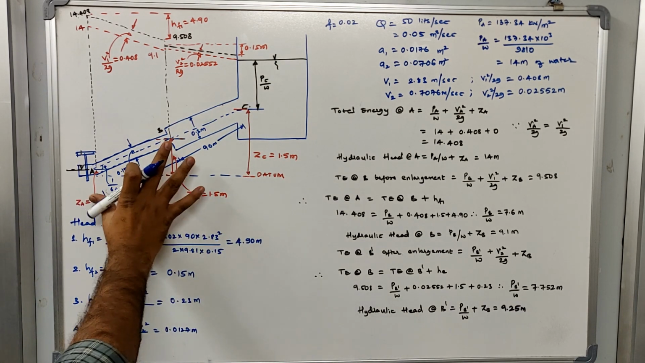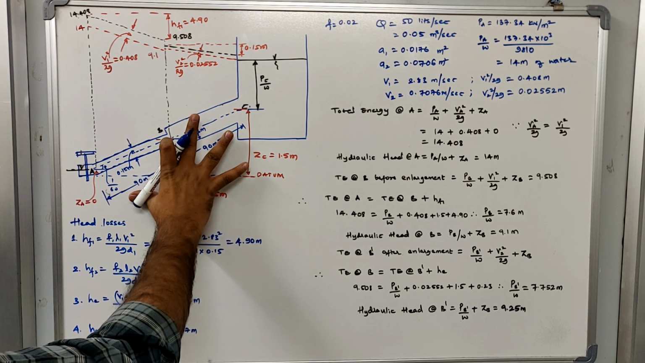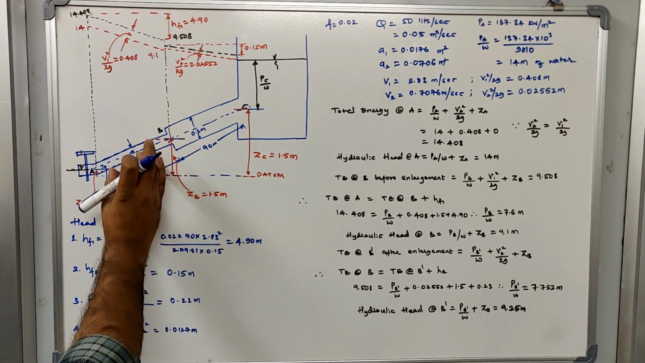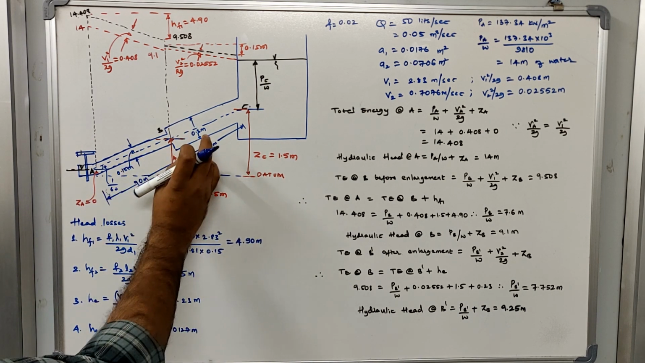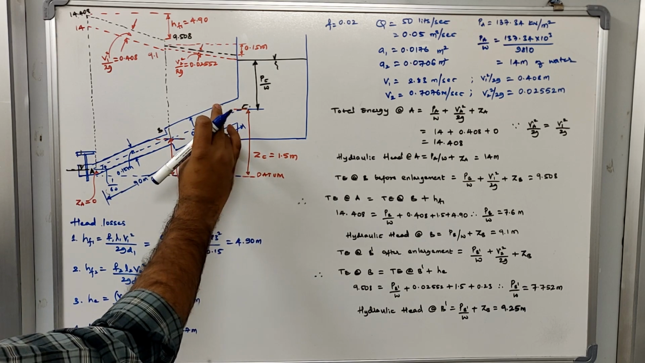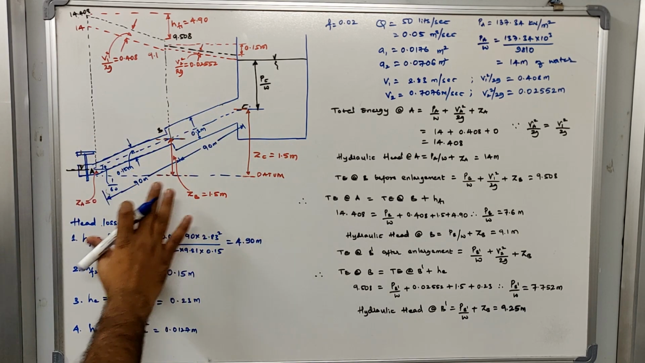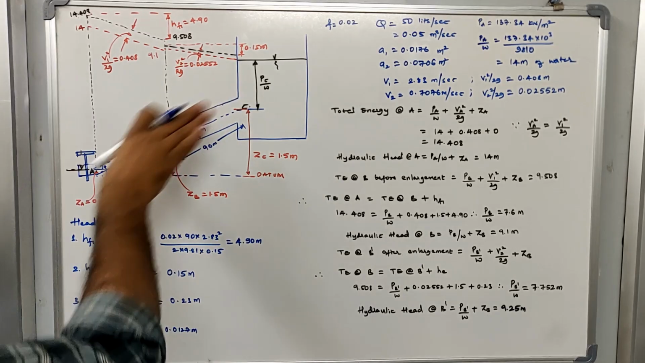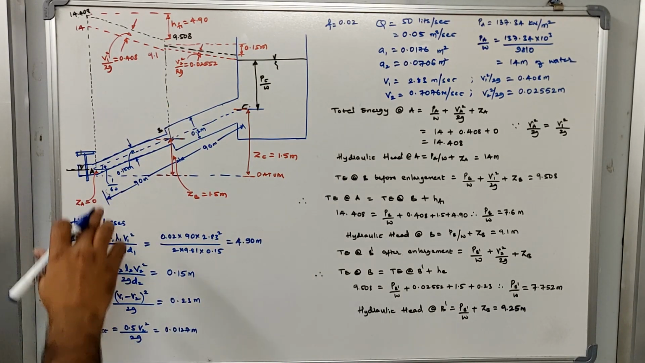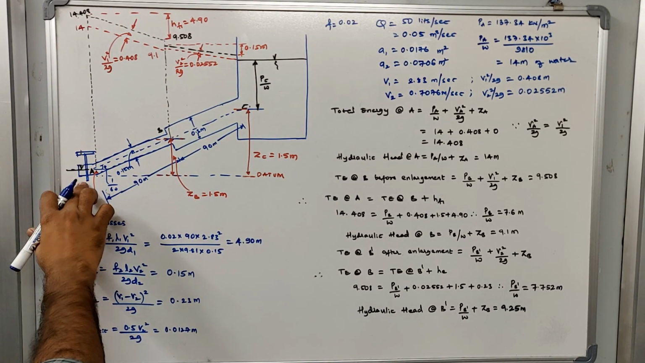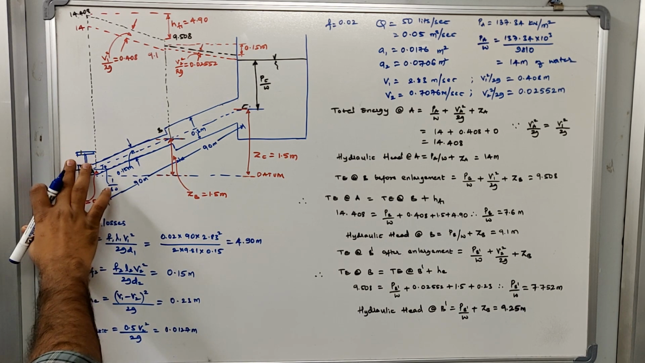So it means we have a pipe of total length 180 meter. For the first 90 meter, the diameter is 0.15 meter, and for the next 90 meter, the diameter is 0.3 meter. This is what is given to you, and it's laid at an upward slope of 1 in 60.